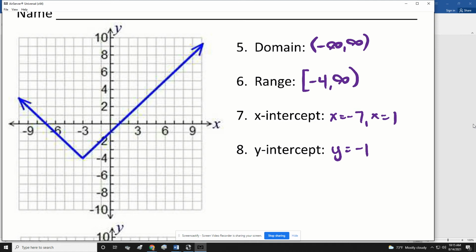Check your answers with my answers. Make sure every time you do an interval like we did on 5 and 6, make sure that the smaller number is always on the left and the larger number is on the right.